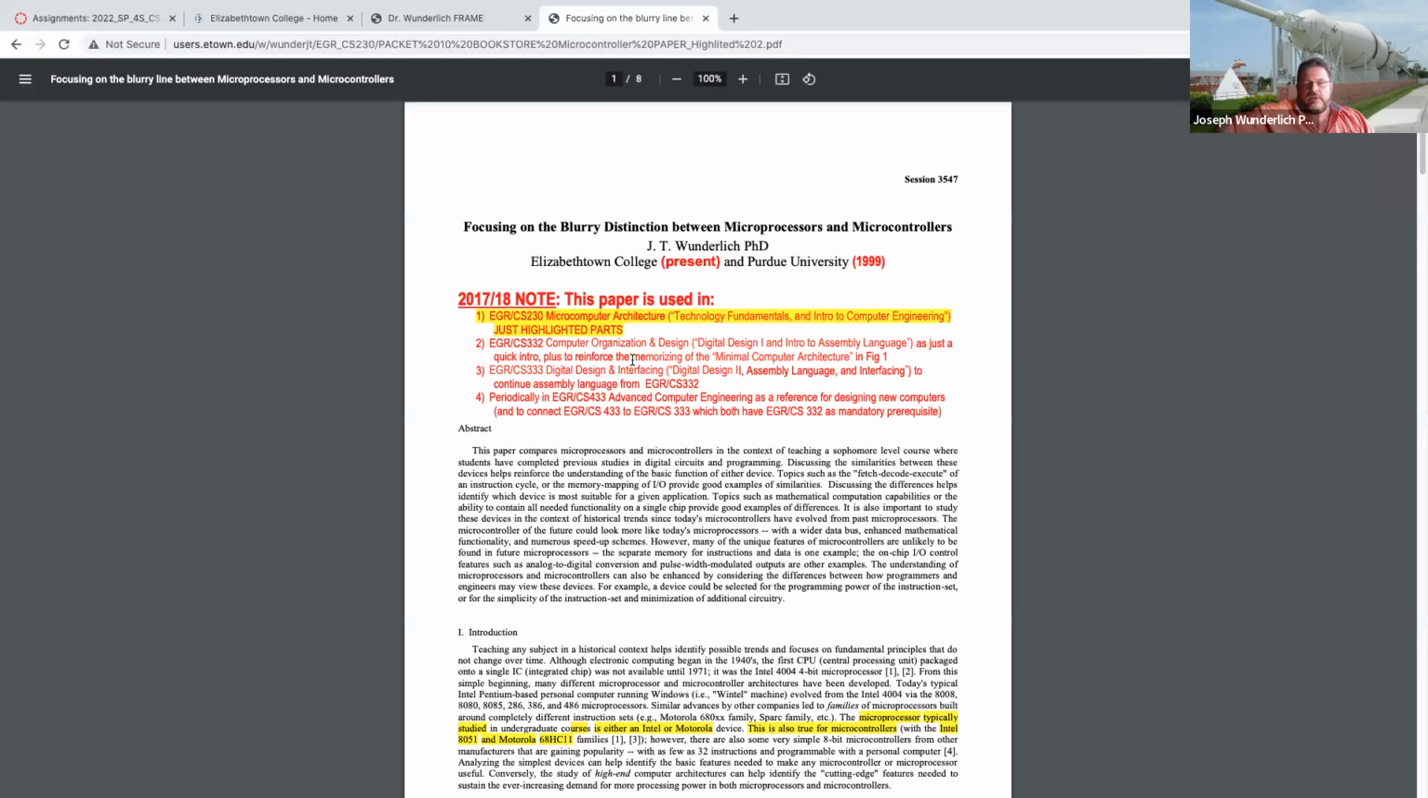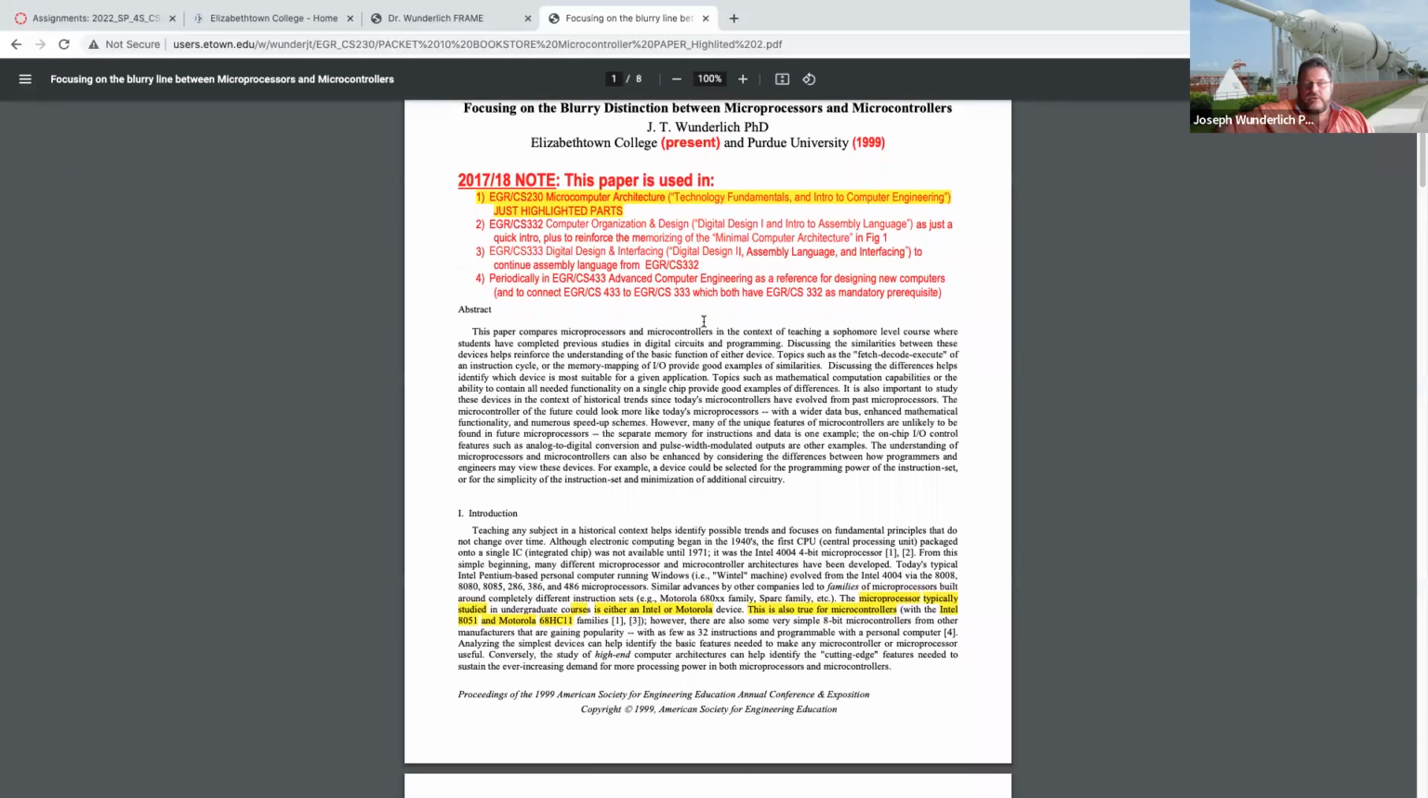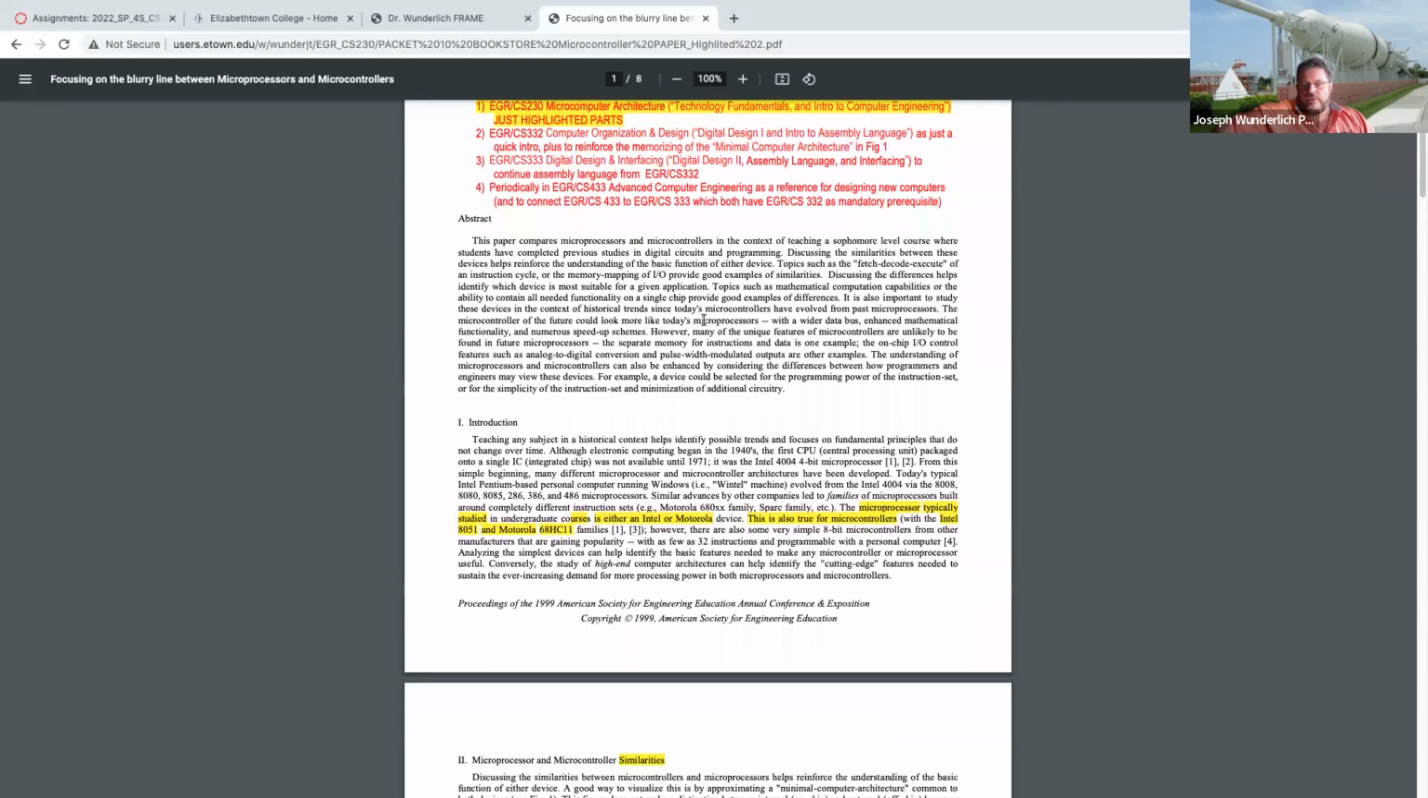So this is a paper I wrote when I was at Purdue University, and I used pieces of it in different courses here. And I have very little overlap between my courses, and when I do, I clearly identify it. So in this course, the highlighted parts are what students watching this right now should know in the 230 class, EGR 230, CS 230.